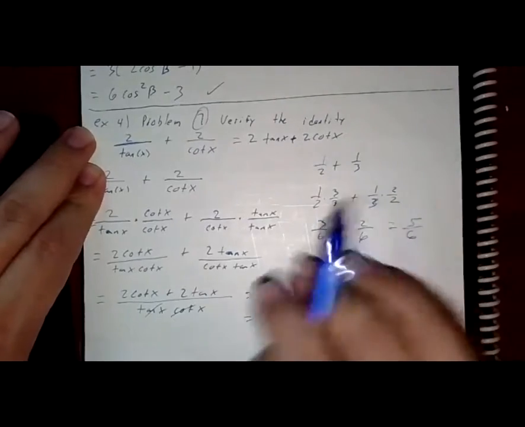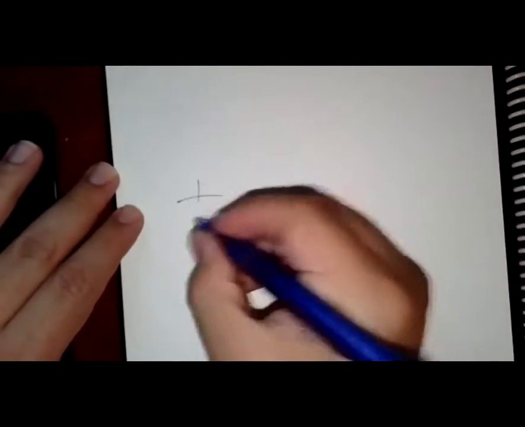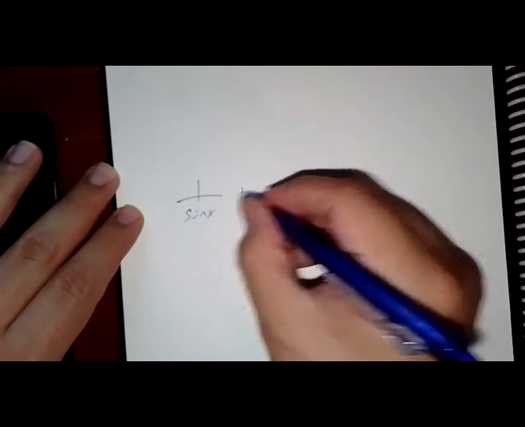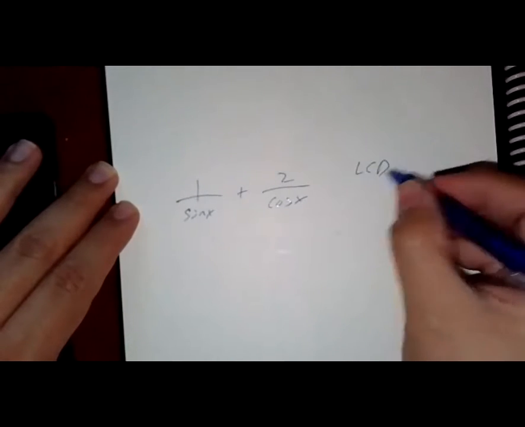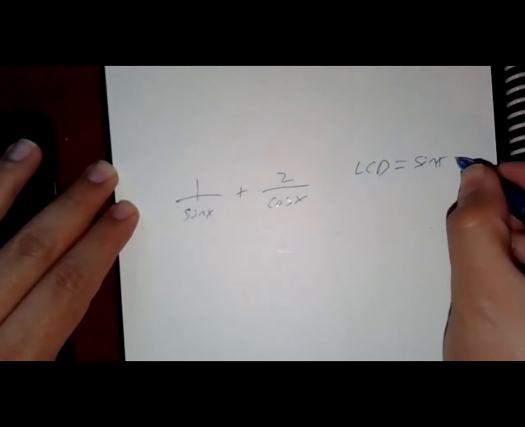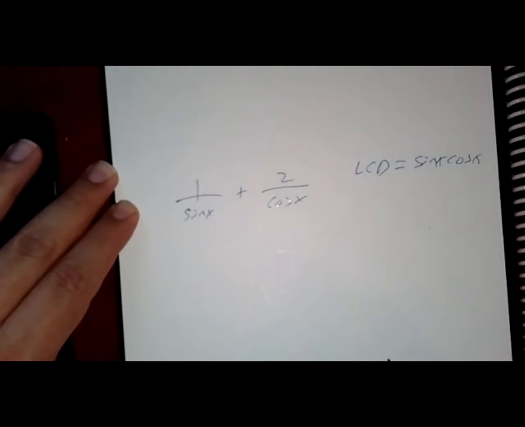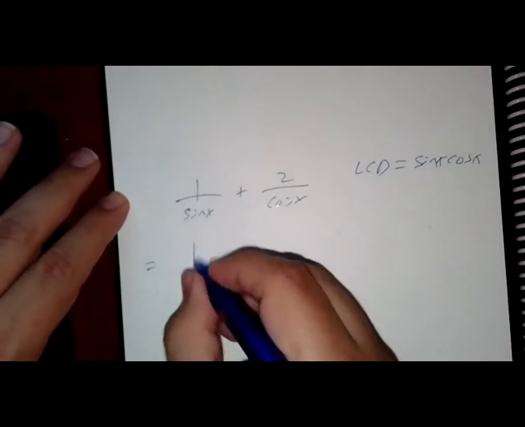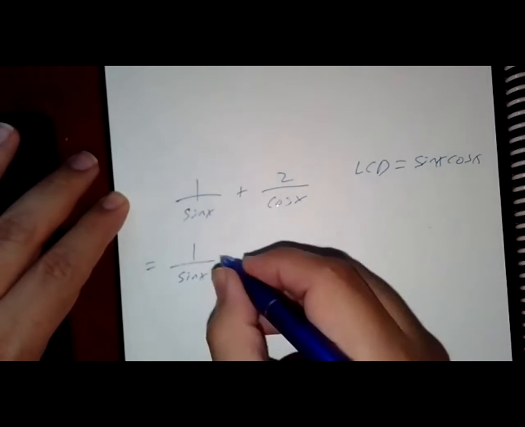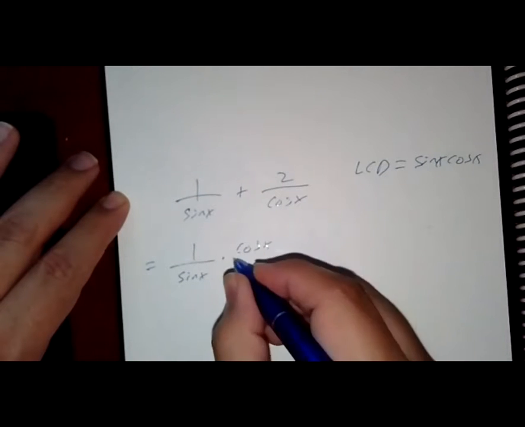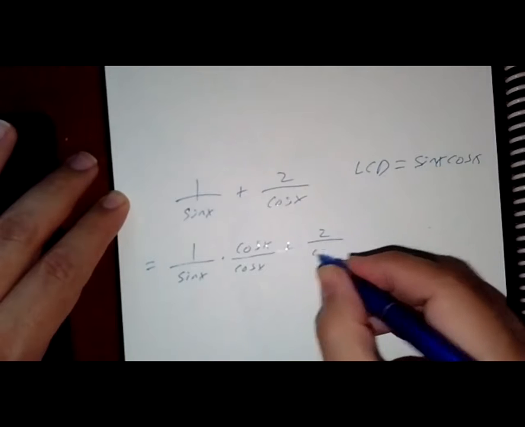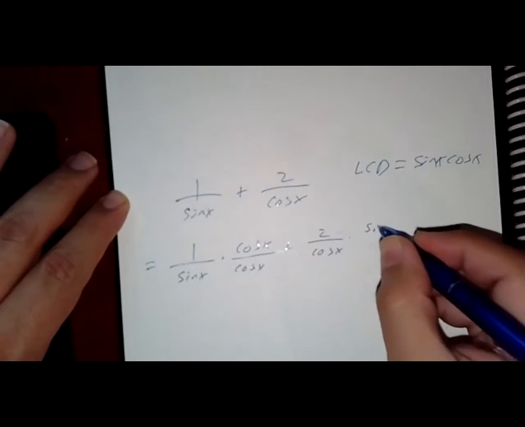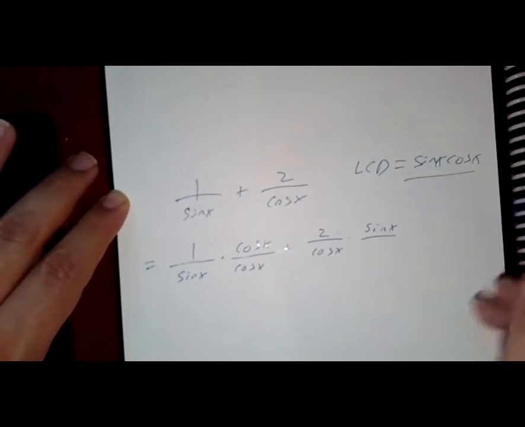Let's say we had, I don't know, 1 over sine plus 2 over cosine. The LCD would be sine cosine, right? So you would have to multiply this one by cos and this one by sine in order to get this on the bottom.